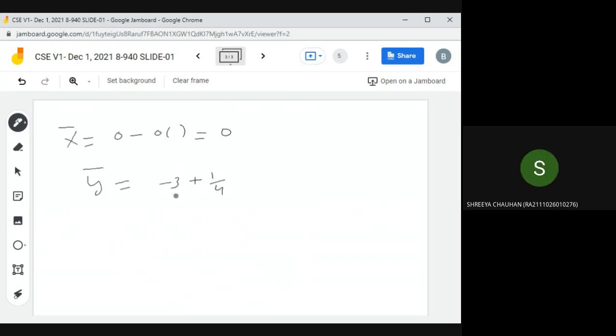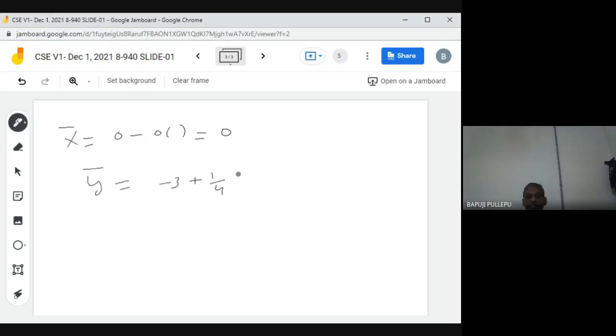This value is minus 11 by 4. Now what is the center? x bar comma y bar is equal to 0 comma minus 11 by 4.